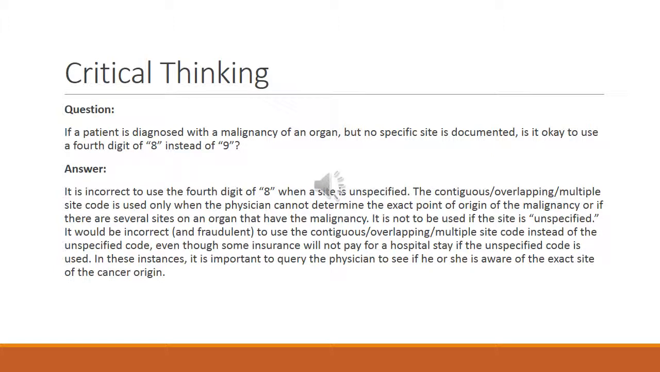The contiguous, overlapping, multiple site code is used only when the physician cannot determine the exact point of origin of the malignancy or if there are several sites on an organ that have the malignancy. It's not to be used if the site is unspecified. It would be incorrect and fraudulent to use the contiguous overlapping multiple site code instead of the unspecified code, even though some insurance will not pay for a hospital stay if the unspecified code is used. In these instances, it is important to query the physician to see if he or she is aware of the exact site of the cancer origin.